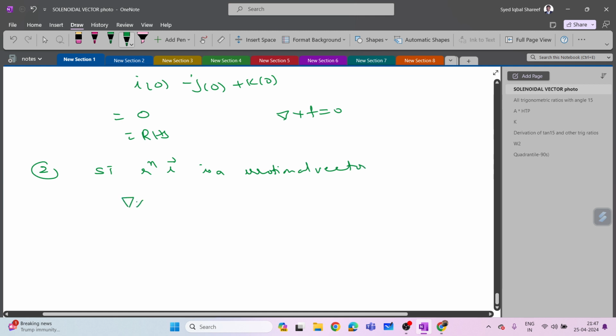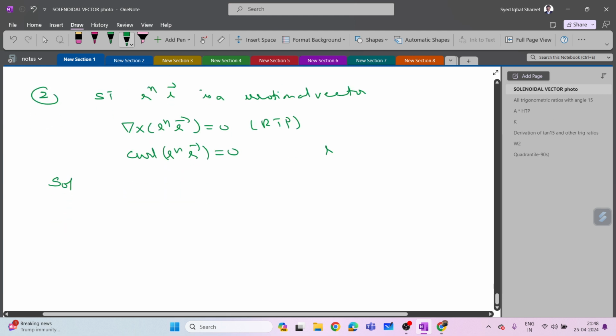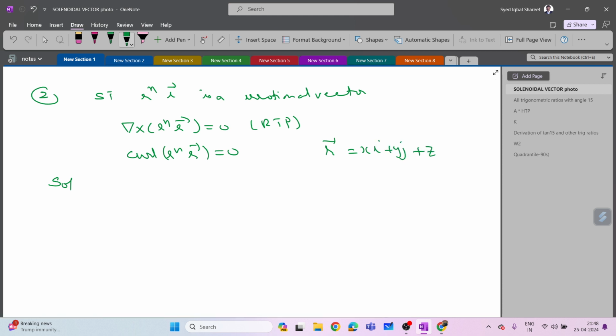That means del cross r to the power of n r should be equal to 0. This is required to prove. Or you can write curl of r to the power of n r. Both are the same, different ways of representing. Whether you write curl of r to the power of n vector r or del cross r to the power of n vector r, it is the same thing. So that means determinant. You see, this is vector r. Please remember, vector r equal to xi plus yj plus zk.